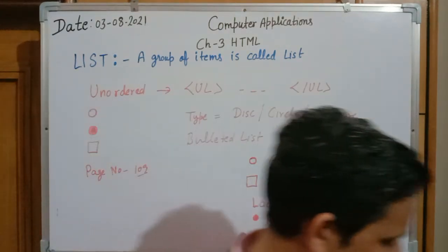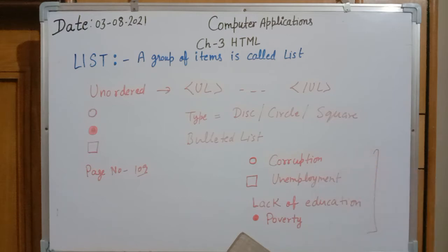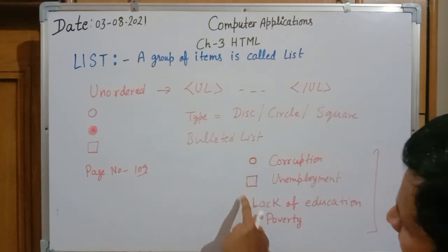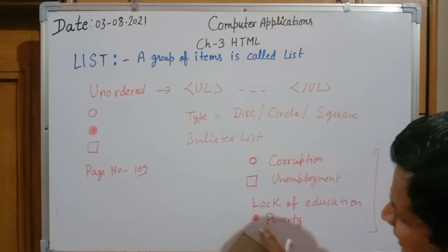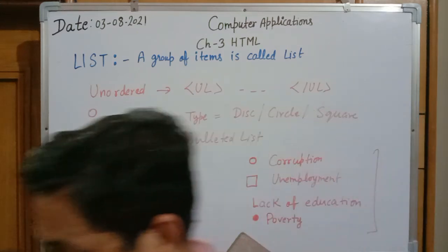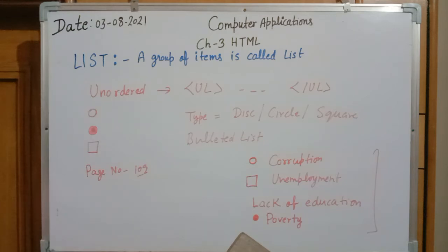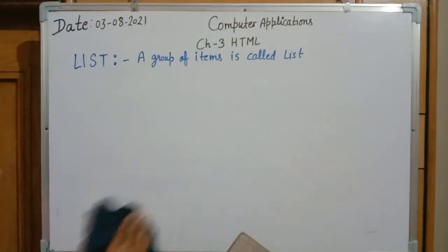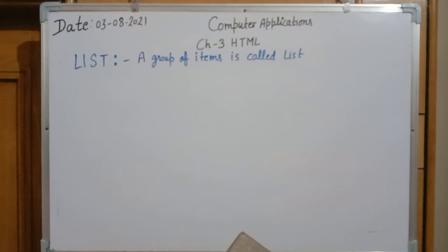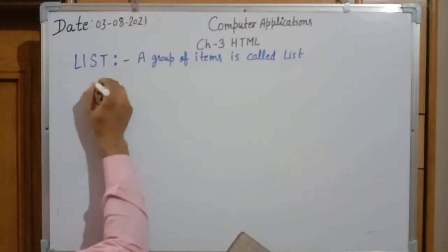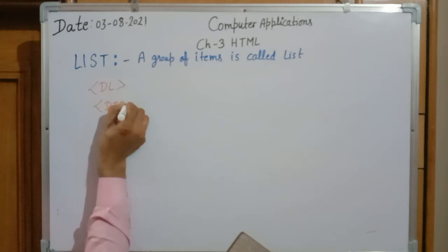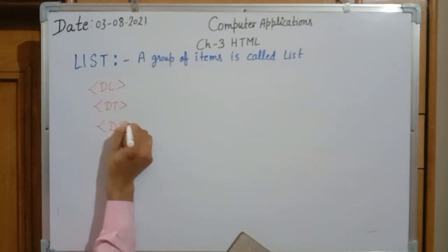First type of list is the unordered type. In unordered, which types are there? Circle, square, no type, and disc type. These are the four types of lists available in the unordered list. Now come to the definition list part. A definition list will define any item in a definition form. So a definition list contains 3 tags. One is DL, second is DT, third is DD.